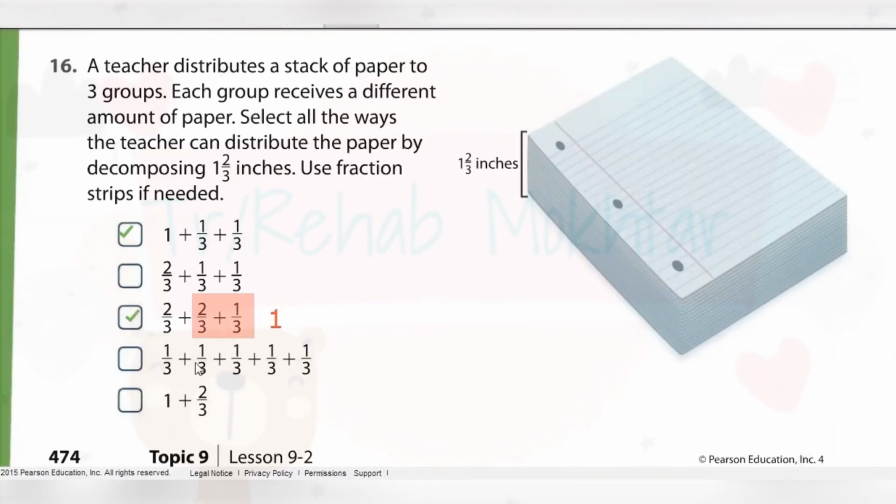1 out of 3, 1 out of 3. Wait, teacher, we said that we will distribute it into 3 groups, not 5. It's not correct. What about this? 1 plus 2 out of 3. It's 2 groups, not 3 groups. So I have only 2 correct answers.